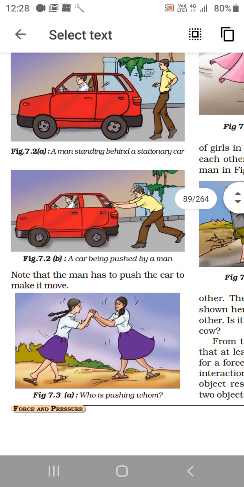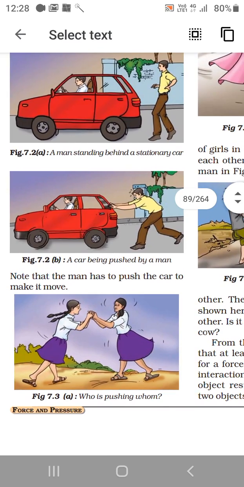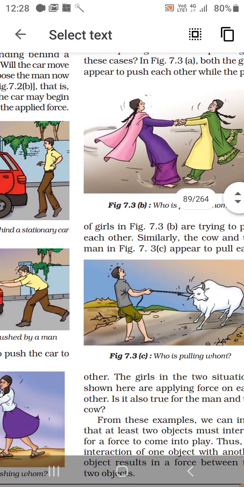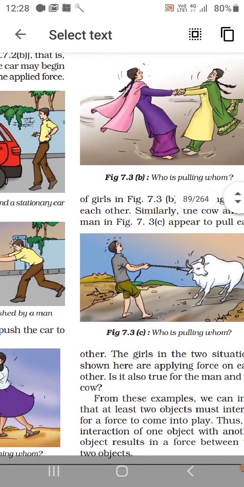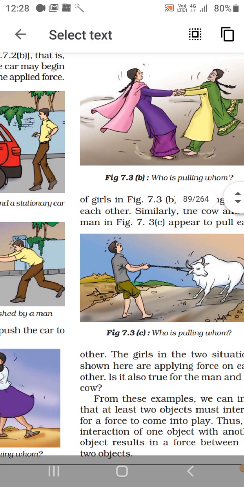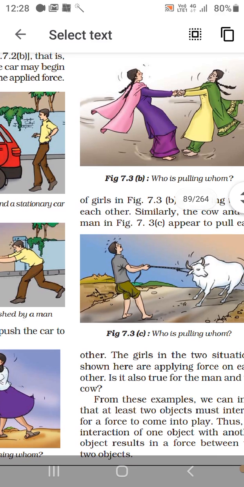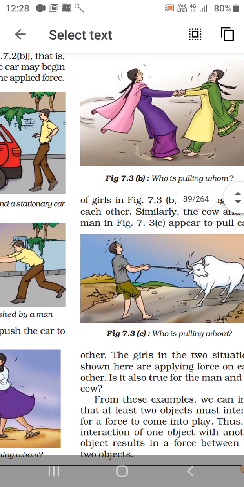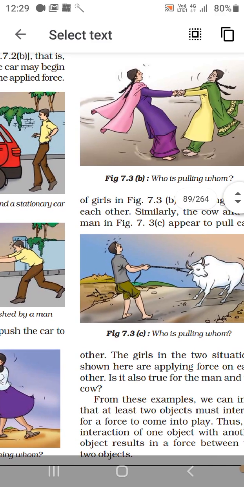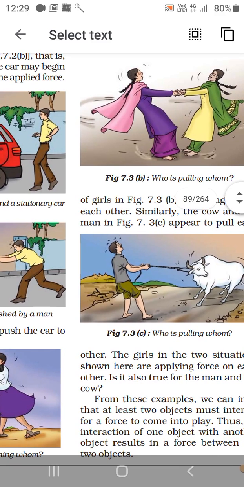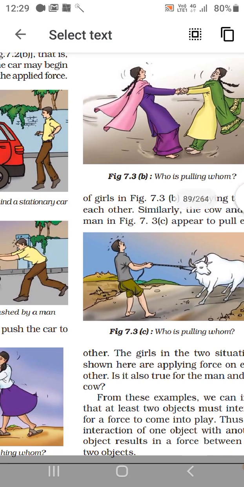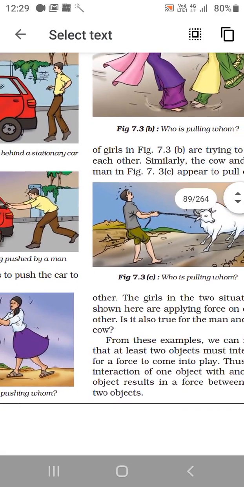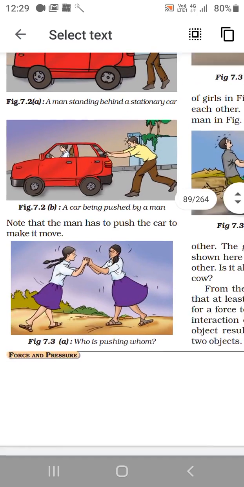Like the man pushing a car, two girls pushing each other, two girls pulling each other, and here a cow and a man. In all these things we know that force is applied. It may be push, pull or some other thing, but it is applied. So for force to come into play, we need a minimum of two objects. With one object we cannot bring force into play. Very, very important.